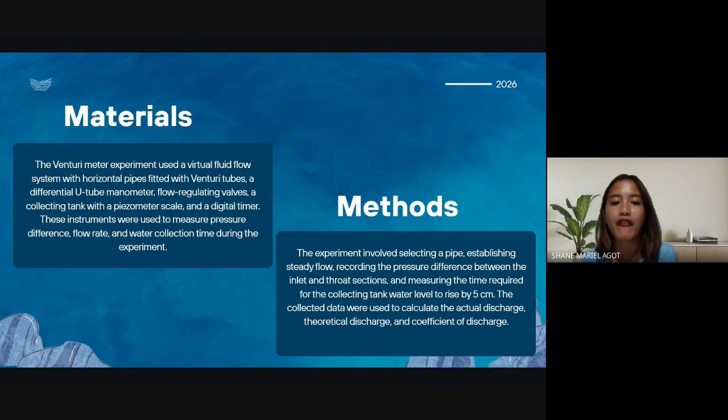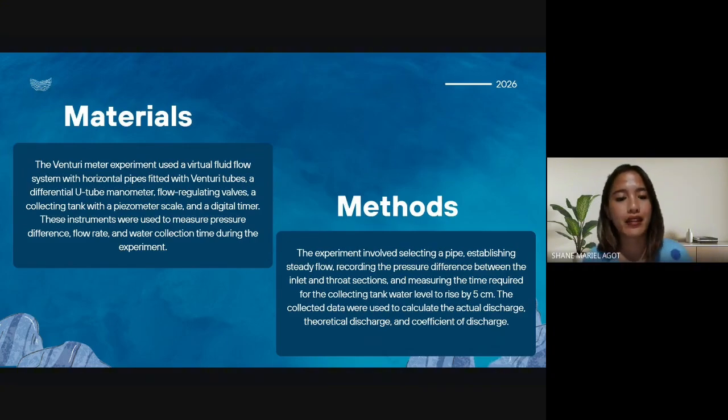Flow regulating valves control the movement and flow rate of water inside the system. So a collecting tank with a piezometer scale was also used to collect discharged water and monitor the rise in water, which was necessary for calculating the discharge rate and coefficient of discharge of the venturimeter.